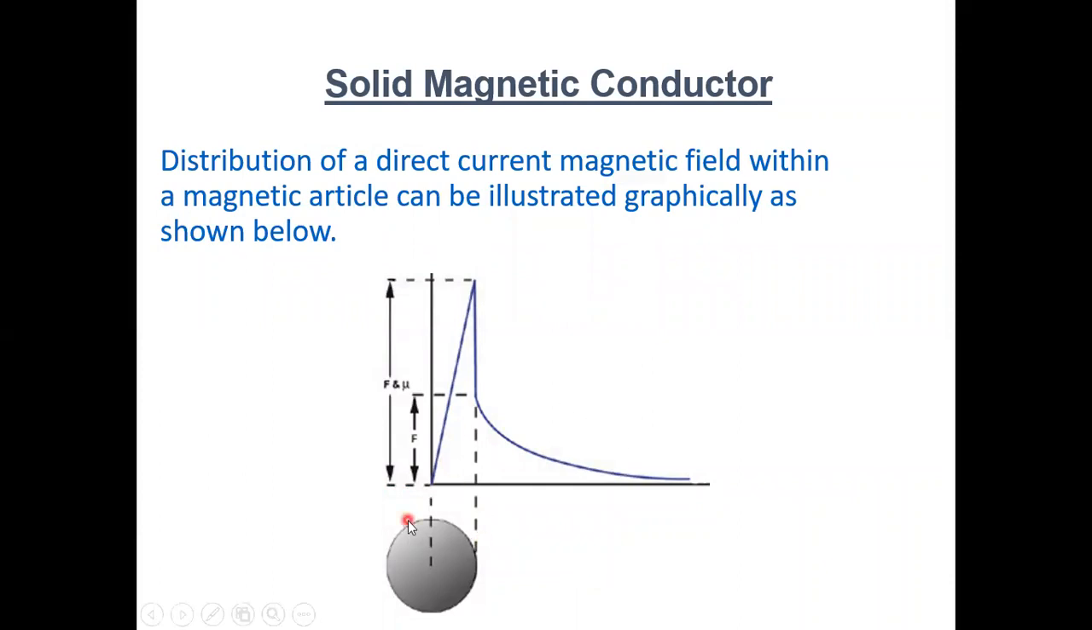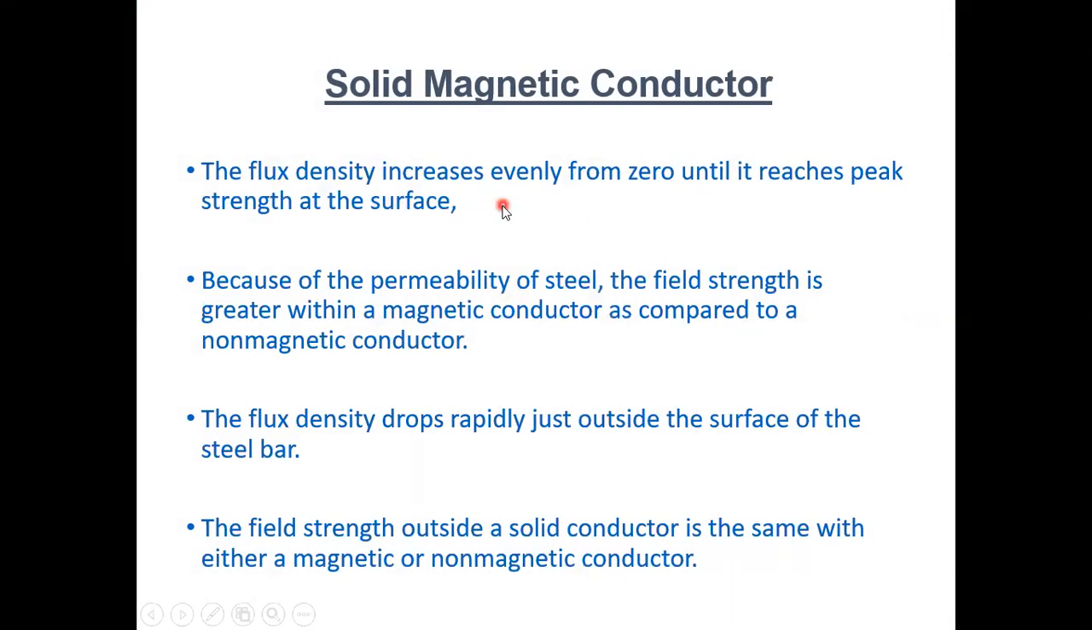Now one more change: instead of non-magnetic, here is a magnetic conductor. Again the magnetic field increases, and we get the maximum at the outside surface of the conductor, the OD. But after the outside surface, the field reduces. So the distribution of direct current magnetic field within a magnetic article can be illustrated graphically as shown in this diagram. The flux density increases evenly from zero until it reaches peak strength at the surface. Because of the permeability of steel, the field strength is greater within a magnetic conductor as compared to a non-magnetic conductor.